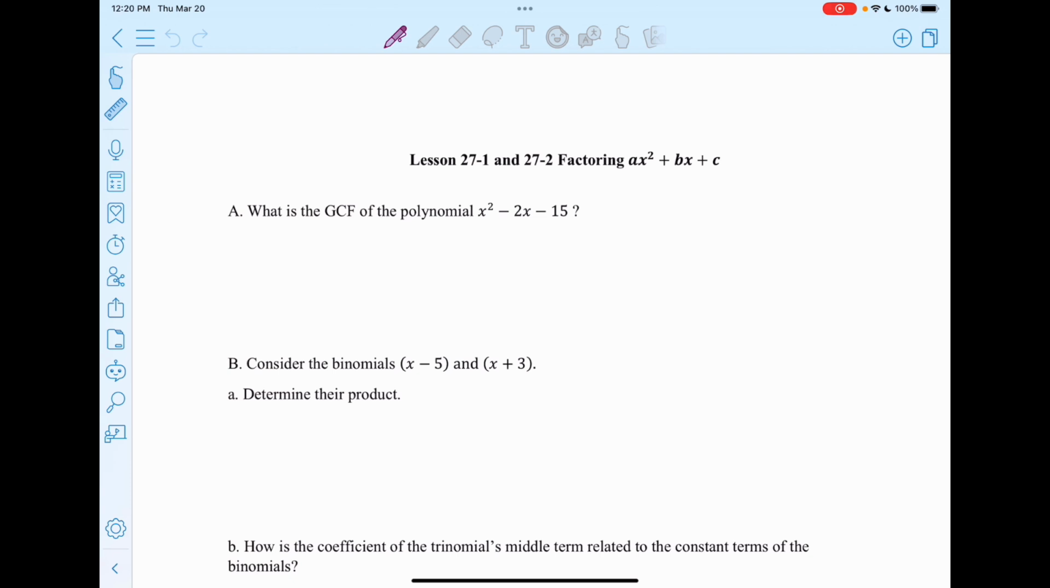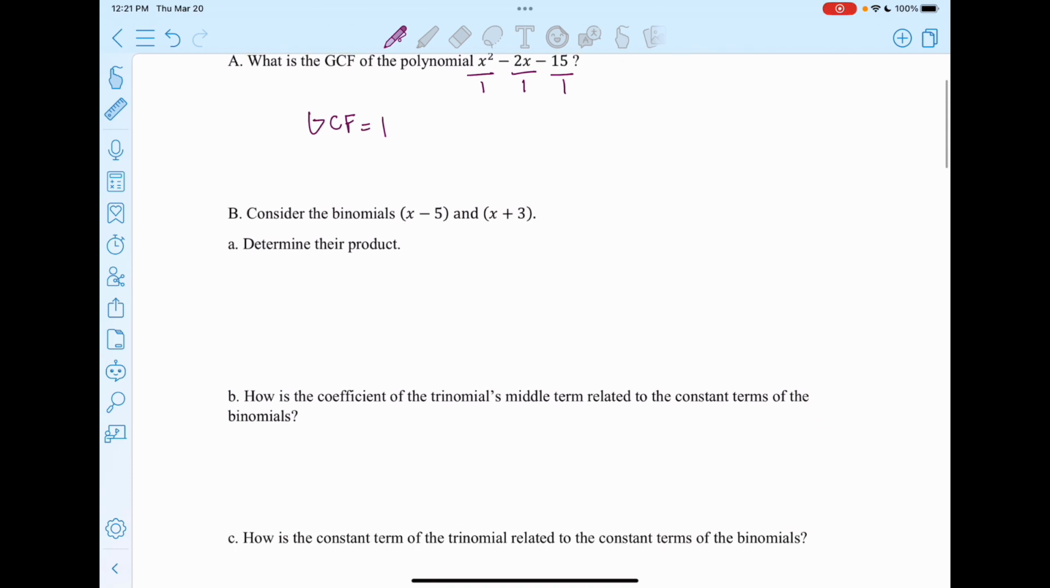Up until this point, we've been factoring out a greatest common factor, a GCF. But if you look at the trinomial here, x squared minus 2x minus 15, there's no number that divides both x squared, 2x, and 15. The only value that divides all three of these terms is 1, which means the GCF is 1. But when I divide by 1, that doesn't change the polynomial. So we need a new factoring technique for how to factor trinomials with a GCF of 1.